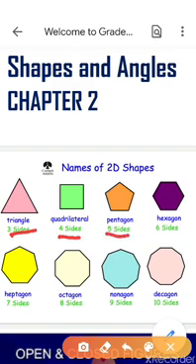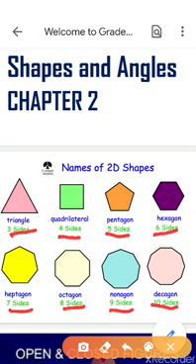If it has 5 sides, it's a pentagon. 6 sides, it's a hexagon. 7 sides is heptagon. 8 sides is called an octagon. 9 sides is a nonagon. 10 sides, it's a decagon.